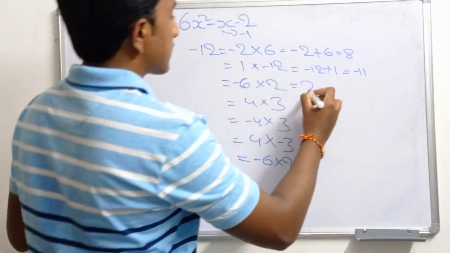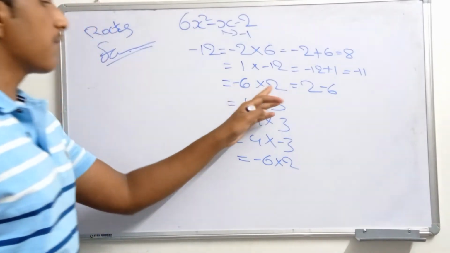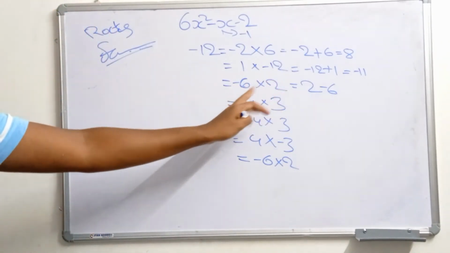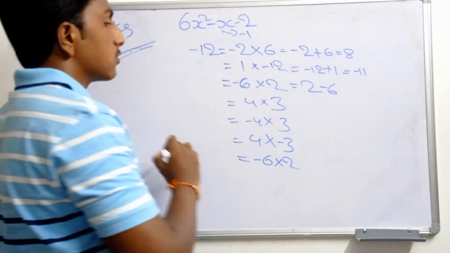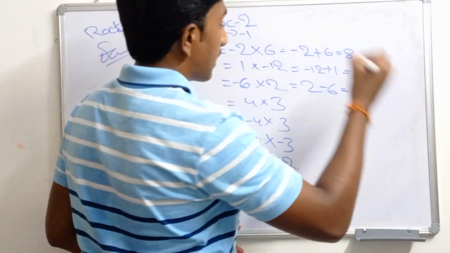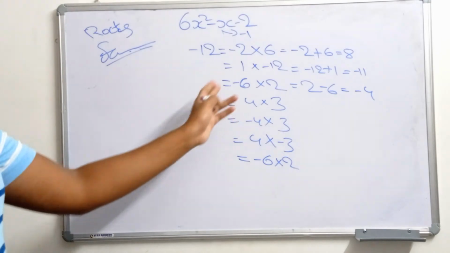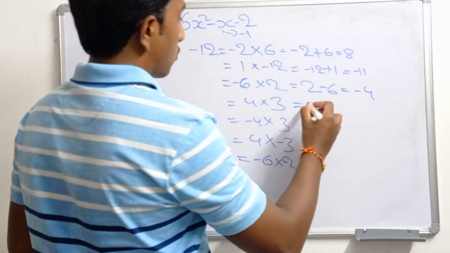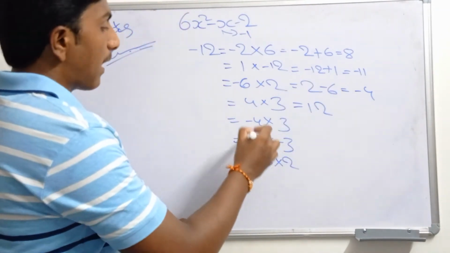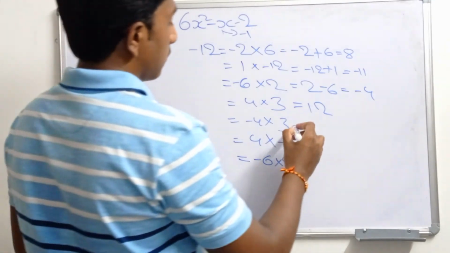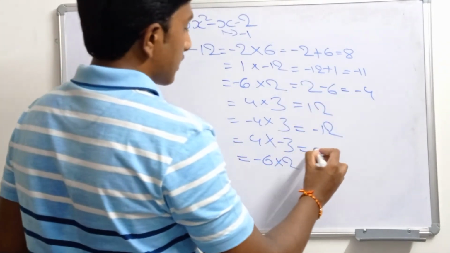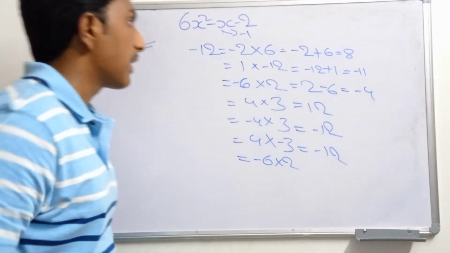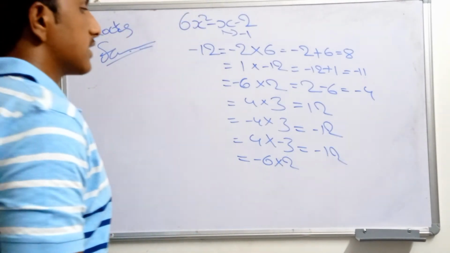2 minus 6. When you add those factors, 2 plus into minus 6, plus into minus is equal to minus 2 minus 6, which is equal to minus 4. 4 into 3 is equal to 12. Minus 4 into 3 is equal to minus 12. 4 into minus 3 is equal to the same, minus 12. We get the same, guys.